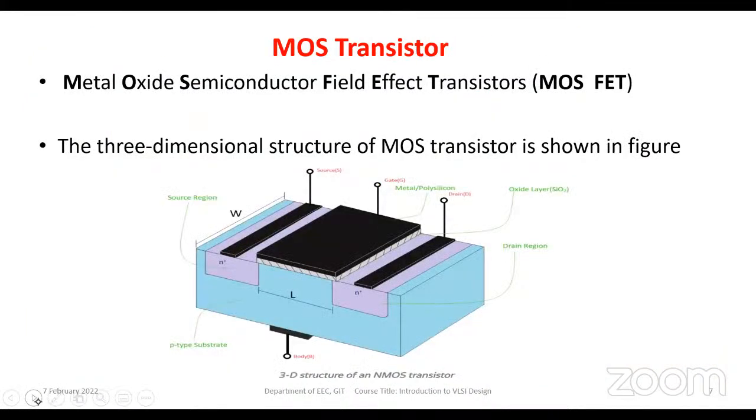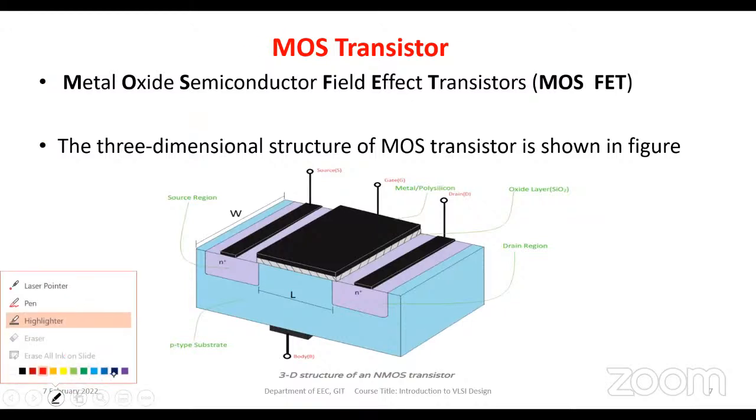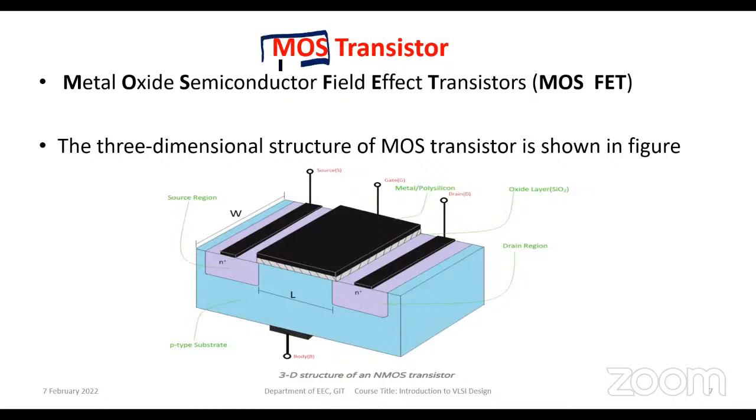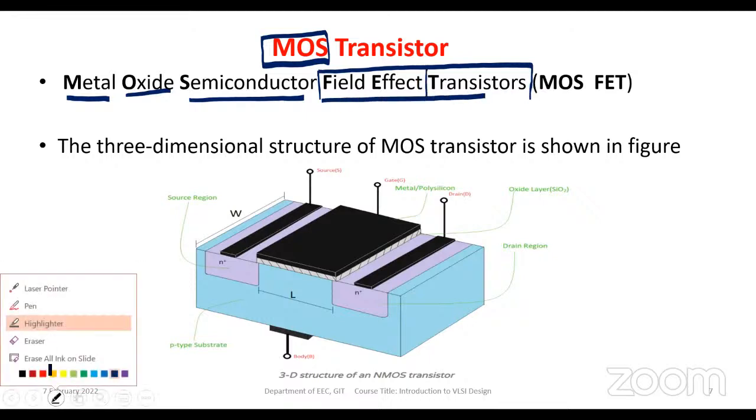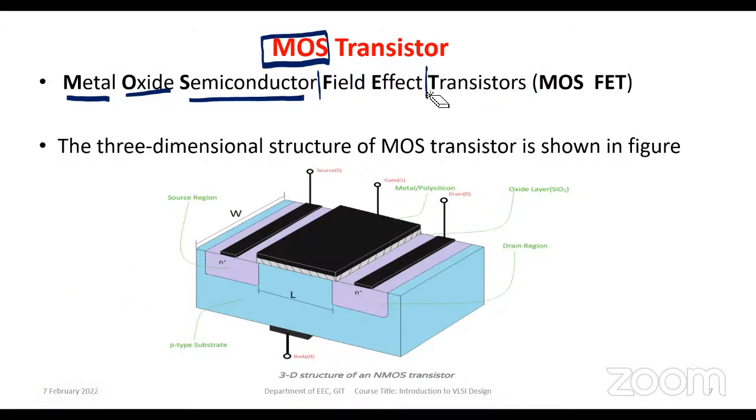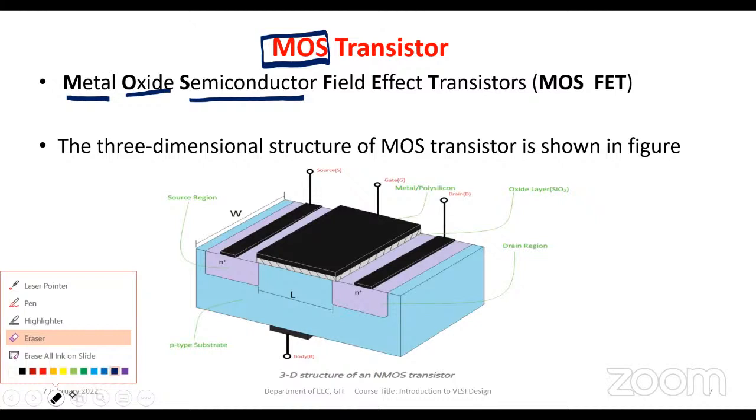Let us discuss something about MOS transistors. Everybody knows that the name itself decides what kind of structure we have used. M stands for metal, O stands for oxide, S stands for semiconductor. So what is the current mechanism in this transistor? It is the field effect mechanism that we normally consider or observe.